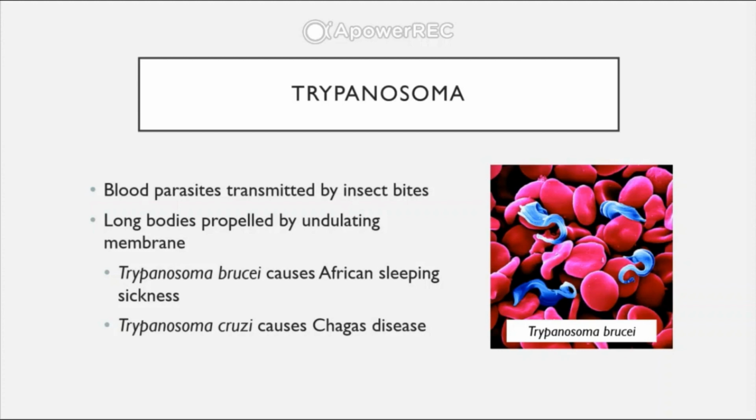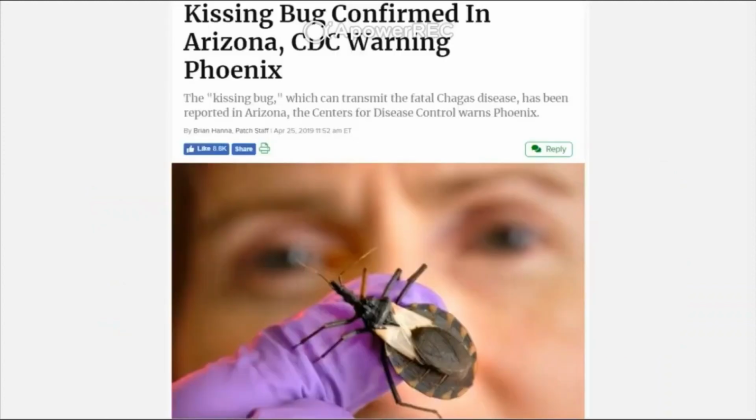And then we have the T. cruzi, which causes Chagas disease. This is found in Central and South America, and it's mostly spread by kissing bugs, which can lead to swollen lymph nodes. But this can eventually lead to heart failure in some. And lo and behold, kissing bug is confirmed to be in Arizona with a CDC warning here, although I don't know of any cases that have actually been reported.